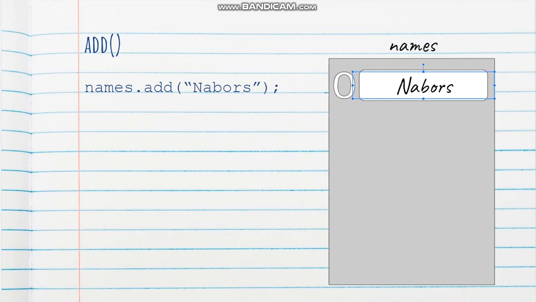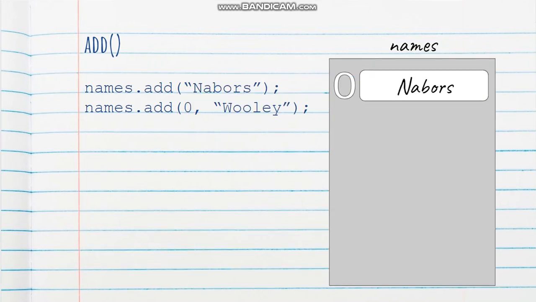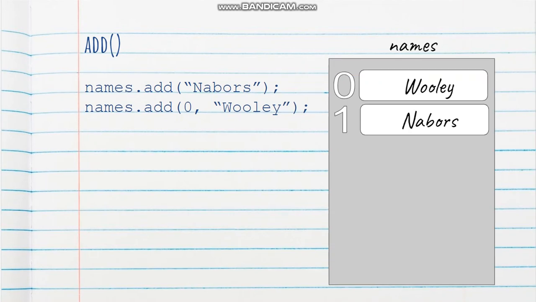Now there's a second version of the add method. Instead of just calling add with the type of thing that I'm storing, I could also call add with 2 arguments, with the position and the thing. Now if I do this, this is what happens. Whatever's already in the list gets bumped, and then the thing that I added gets inserted at that spot. So now instead of Neighbors at 0, Neighbors gets bumped down to 1, and Woolly's at 0.